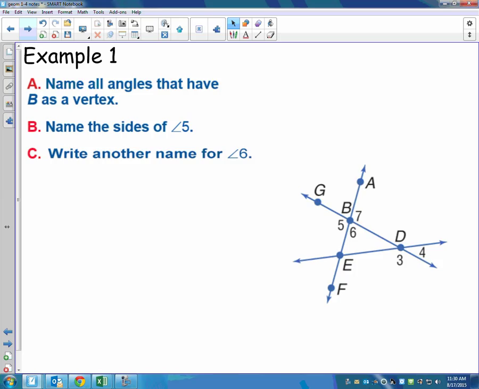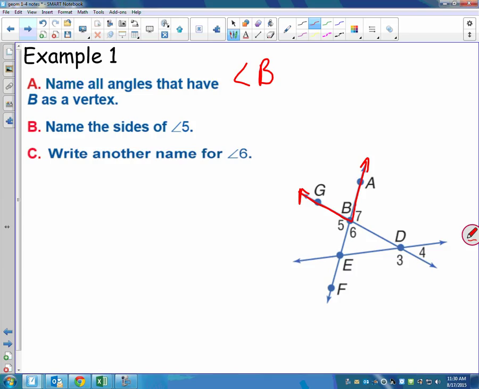So it says name all angles that have B as a vertex. There's a lot, right? So what's nice about being on your notes is you can actually draw on them. So Mackenzie, give me one. Angle B. That takes care of this angle right here, right? And technically you could write it another way for that angle, like ABG, but since we've already counted it once, we're not going to count it again.